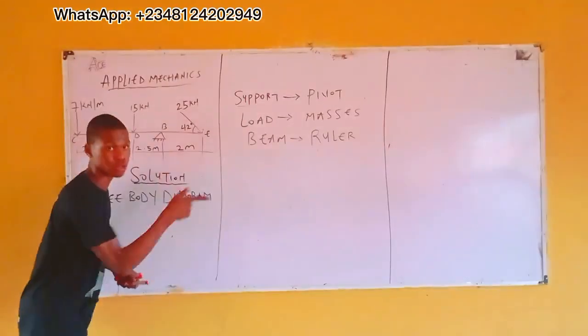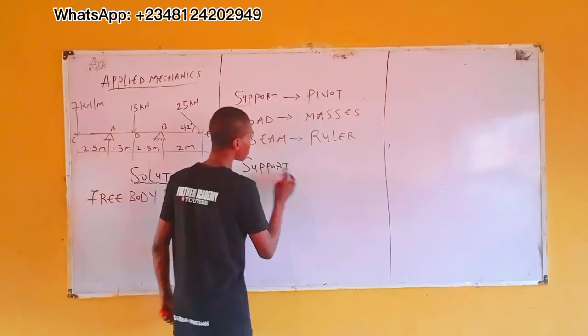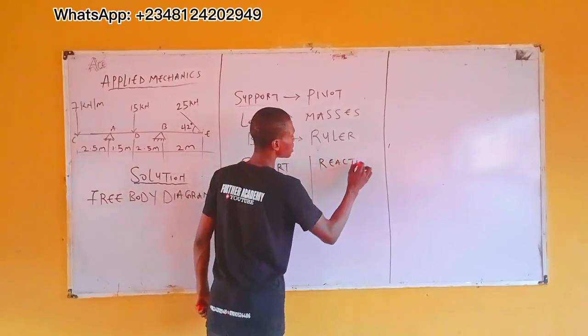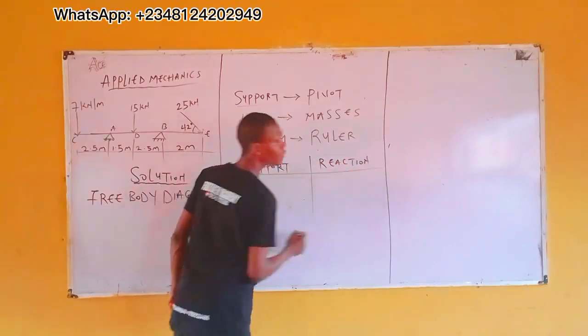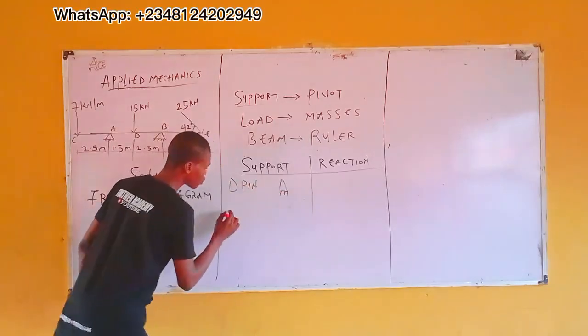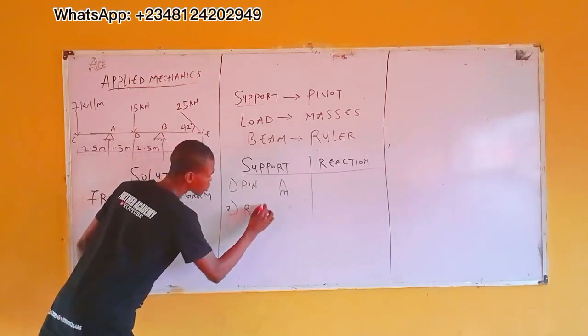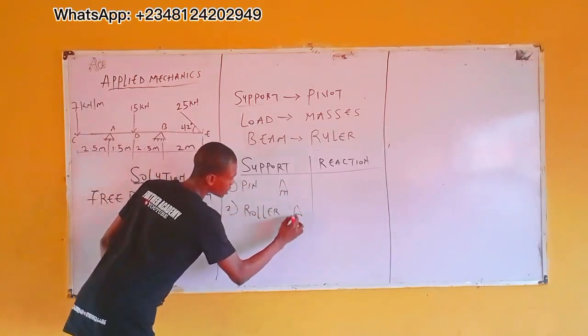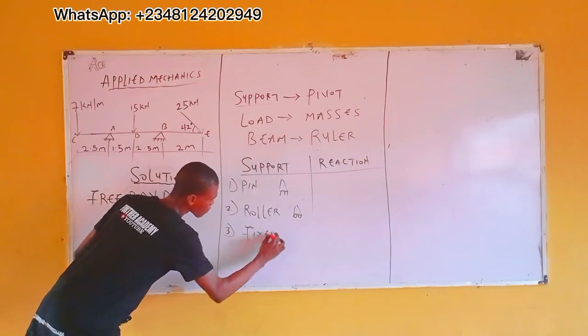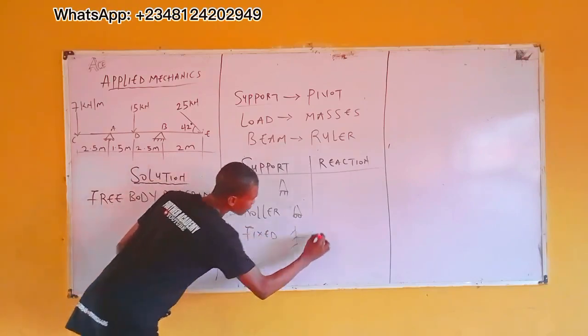When it comes to support, we have 3 types of support. Take note, your support has its respective reaction. Meaning for every support, they have their own respective reaction. The first support is pin support. When you have something like this, it is a pin support. Number 2, roller support. When you have something like this, it is a roller support. Number 3, fixed support. When you have something like this, it is a fixed support.